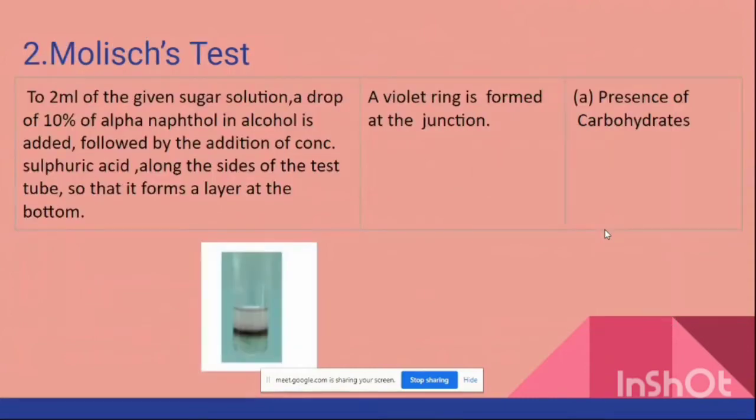So number 2, it is the Molisch's test. To 2 ml of the given solution, add a drop of 10% alpha naphthol in alcohol, followed by the addition of concentrated sulfuric acid along the sides of the test tube, so that it forms a layer at the bottom. A violet color ring is formed at the junction of the liquid. So that shows the presence of carbohydrates. So when we get a violet color, it confirms that glucose is a carbohydrate.